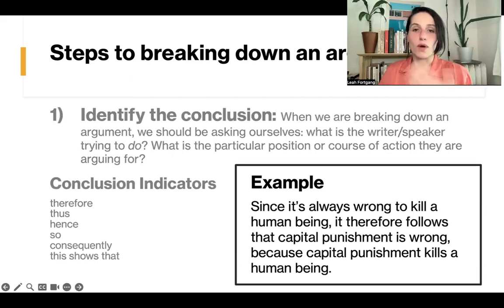So one example of this: "Since it's always wrong to kill a human being, it therefore follows that capital punishment is wrong because capital punishment kills a human being." So while you are practicing, you are going to notice that conclusions don't always get neatly tucked in at the end. Sometimes they do, oftentimes they don't.